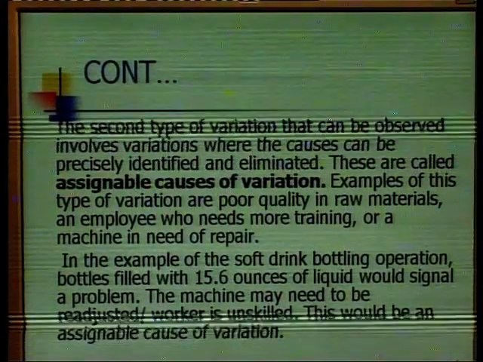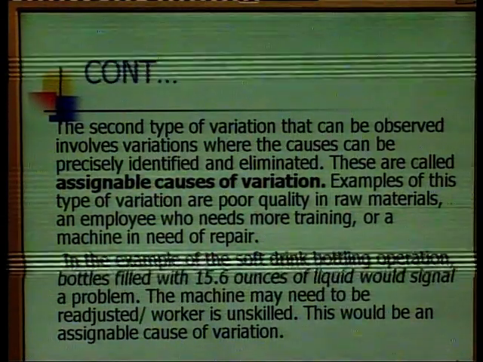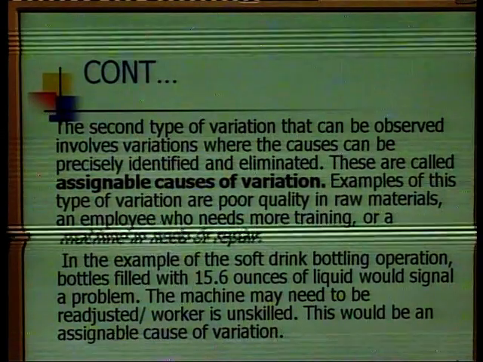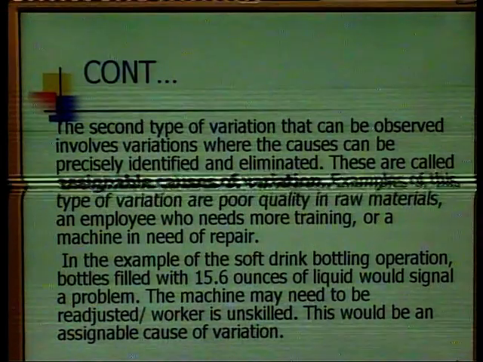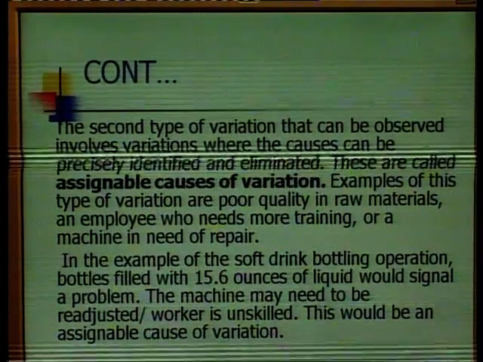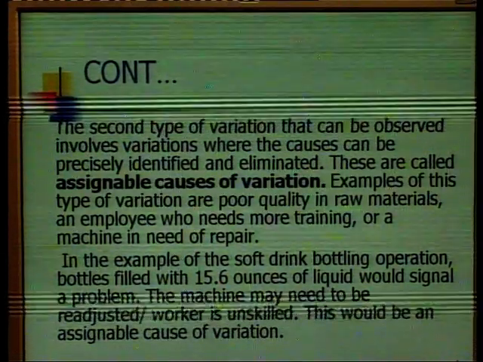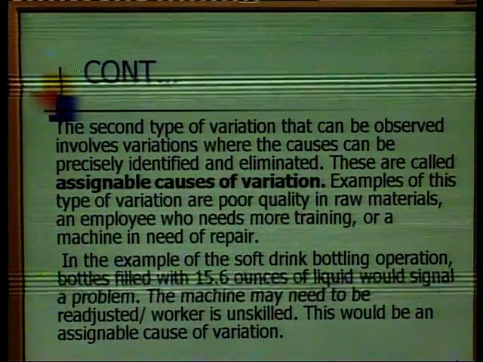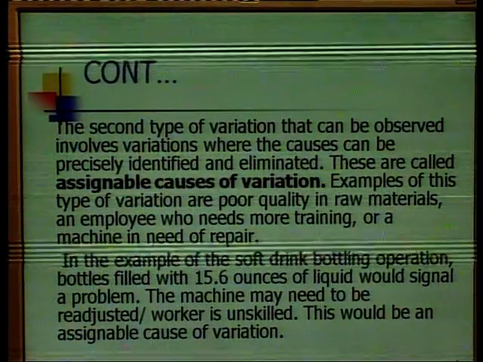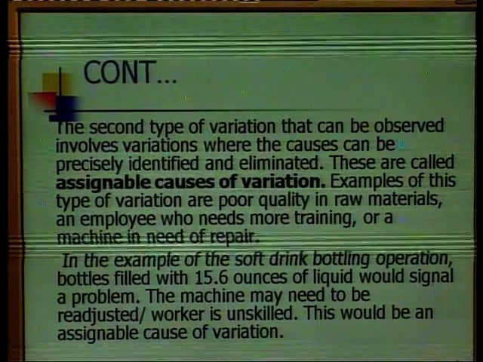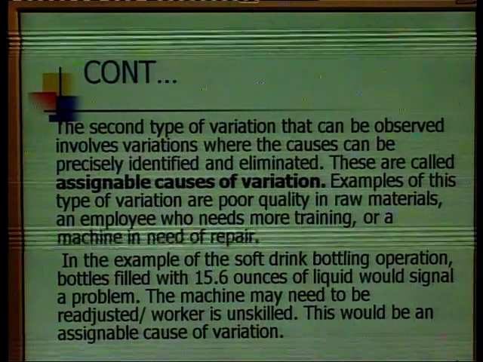Now, taking the same example of the soft drink bottling operation, a bottle filled with 15.6 ounces of liquid would definitely signal a problem, because the tolerable variation was plus minus 0.2, either 15.8 or 16.2. So, this has crossed the 15.8 limit. This is a result of an assignable cause of variation. The problem is definitely there. The machine may need to be readjusted, or the worker is unskilled. So, this is an assignable cause of variation.